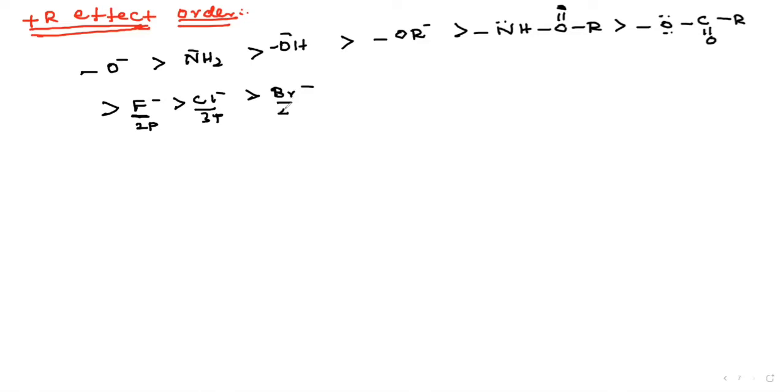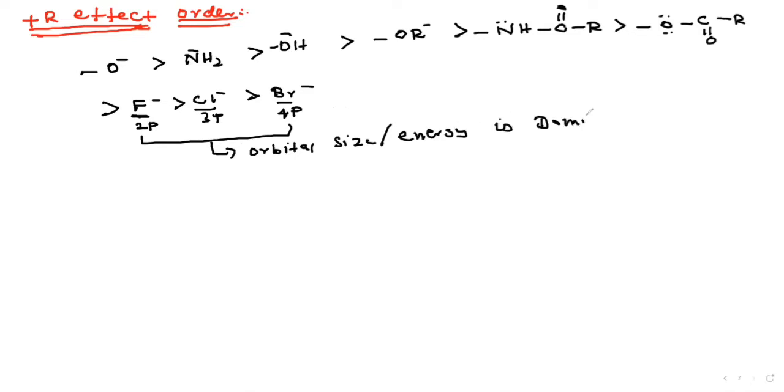Maximum resonance is undergone in organic compounds, right? Carbon is which orbital? 2p orbital, right? Therefore, 2p-2p overlap is more effective compared to 2p and 3p and 4p. But in this case, the orbital is dominating. The orbital size and energy are dominant, not electronegativity. Energy is dominant, it's not electronegativity. Very important point.